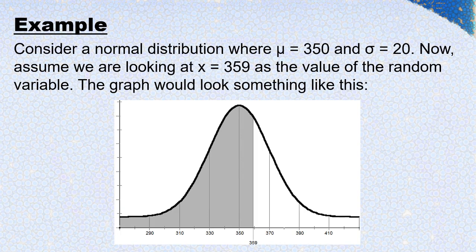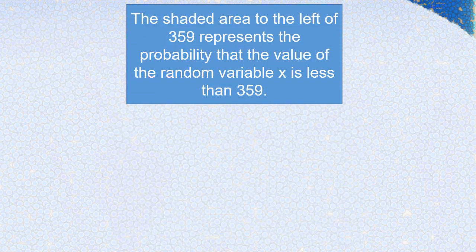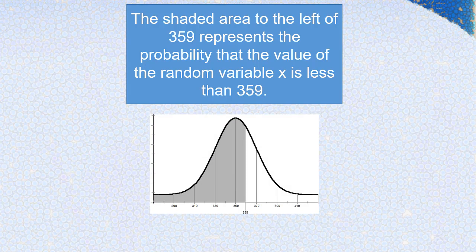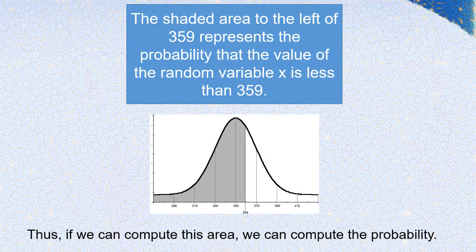Okay, so you can see the 350 is right in the middle because that's the mean. We have our 359 and then there's a shaded area to the left. What that shaded area represents is the probability that the value of the random variable is less than 359. So if we can figure out how to find that area, then we can compute the probability.